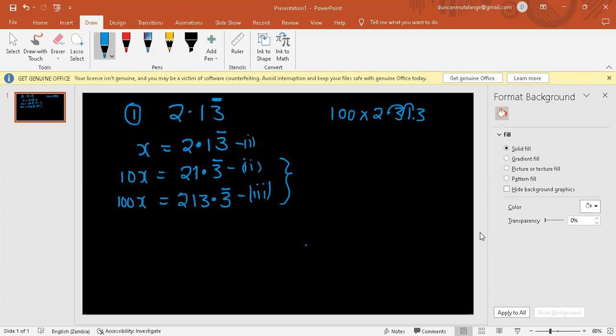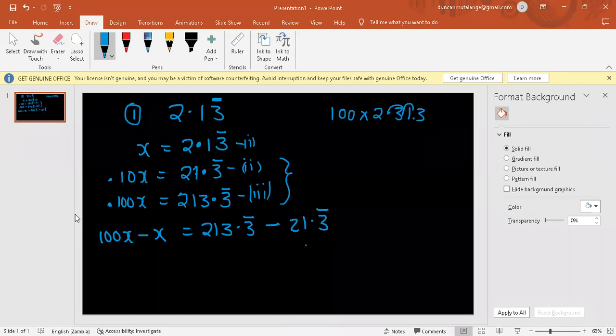Then you will now subtract the last 2. So here, what are we going to have? We're going to subtract this one from that, so you get this minus this. So 100x minus x is equal to, again, we get 213, which is the bigger one, 0.3 bar minus this 21.3 bar. So what is 100 minus this? This will give us 99x, isn't it? 99x is equal to, so what is this? Minus that, so we can just write it in the baby form.